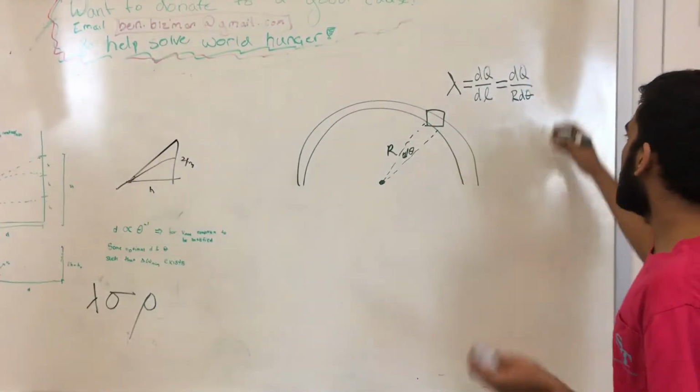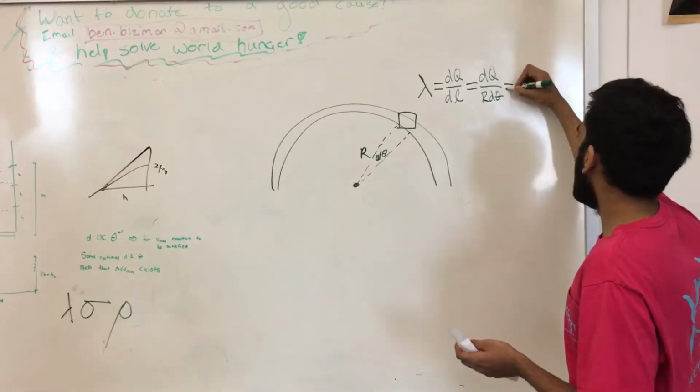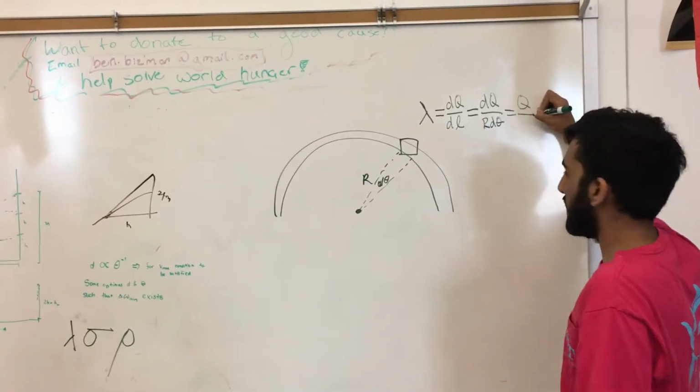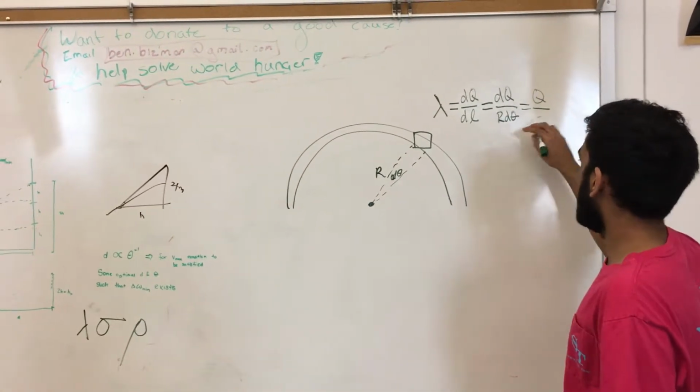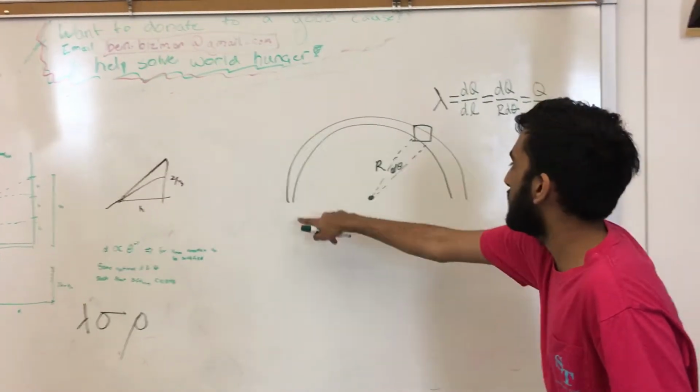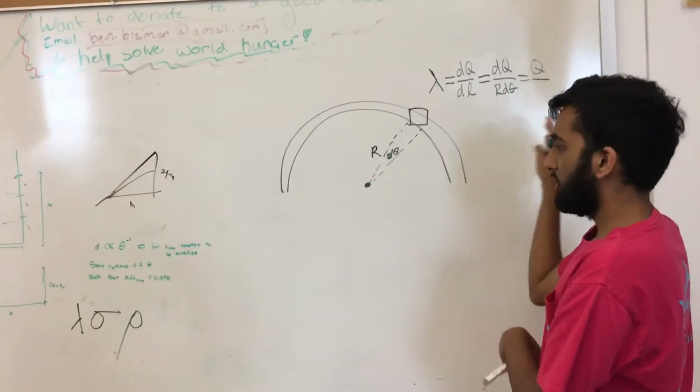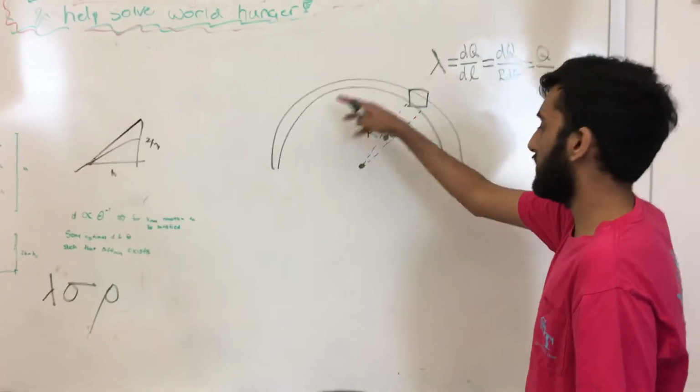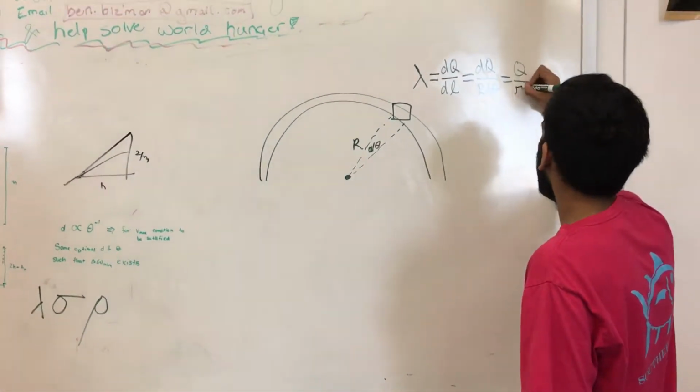And so we can also relate this entire equation to the overall charge of the semicircle by noting that the total length of this is just half of the perimeter, half of the circumference, or just pi r.